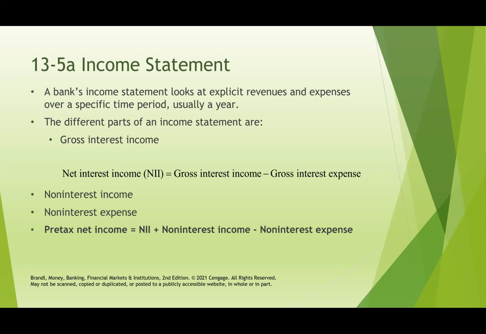So there are different parts of a bank income statement. Mostly we focus on gross interest income, that is the amount of income you get from your interest-bearing assets. So what you get from loans, what you get from the bonds that you own, things like that, and any interest expenses, what you have to pay out, your interest on deposits, things like that. Thus, we get the net interest income, or NII, which is simply your gross interest income minus your gross interest expense. This tells us how much the bank is earning.